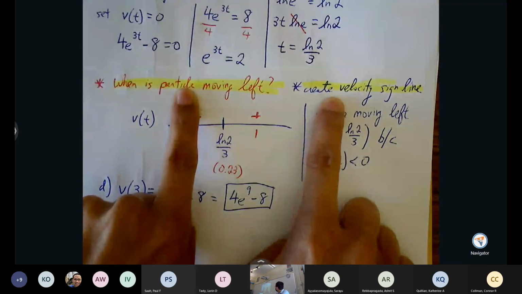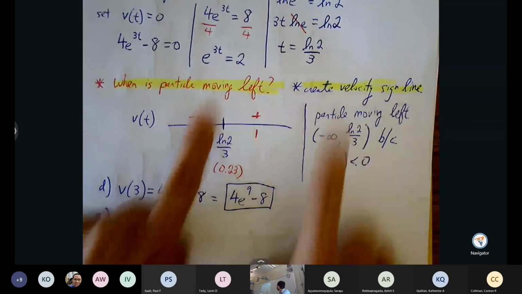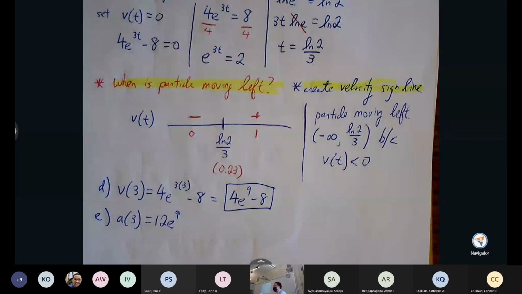Okay, so highlight that process. You're going to see that on the test. It wasn't included in this example, but we need to know how to do that. For D and E, it's just asking for velocity at 3 and acceleration at t equals 3. We just evaluate using our appropriate functions.